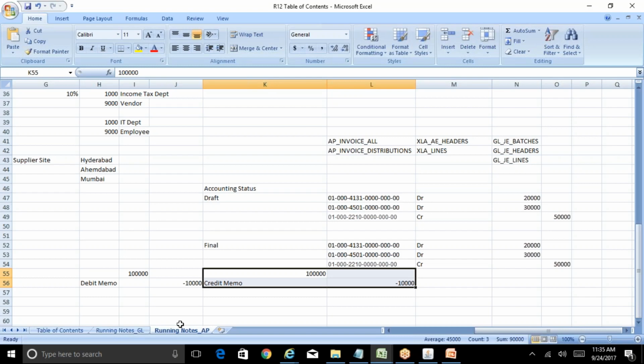Rather, we will not use the word generated. We will say raising, because the word generated is basically used in AR. So we'll say raising of a debit memo instead of entering. Okay. And entering credit memo and raising debit memo. Entering credit memo, raising debit memo. Yes, you're right.